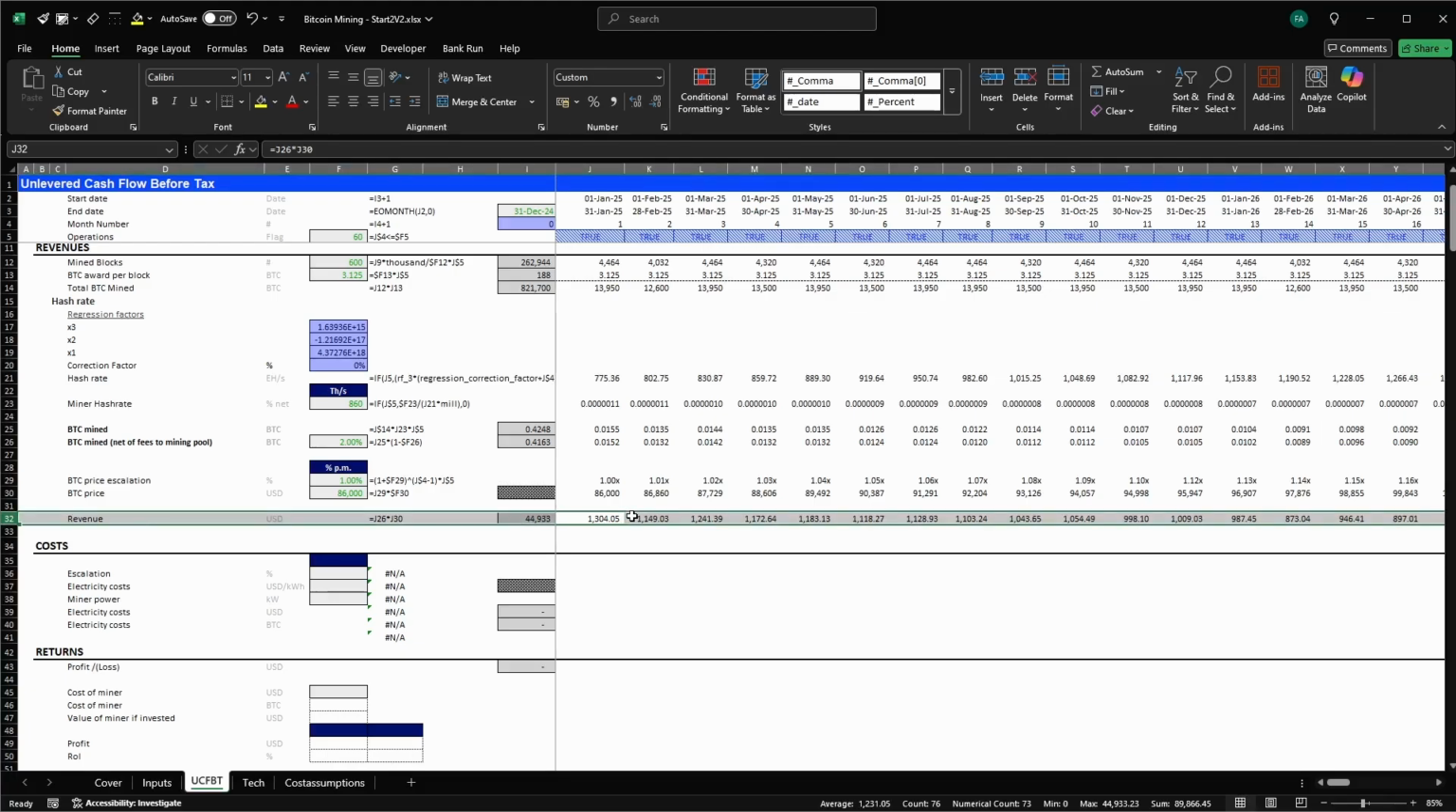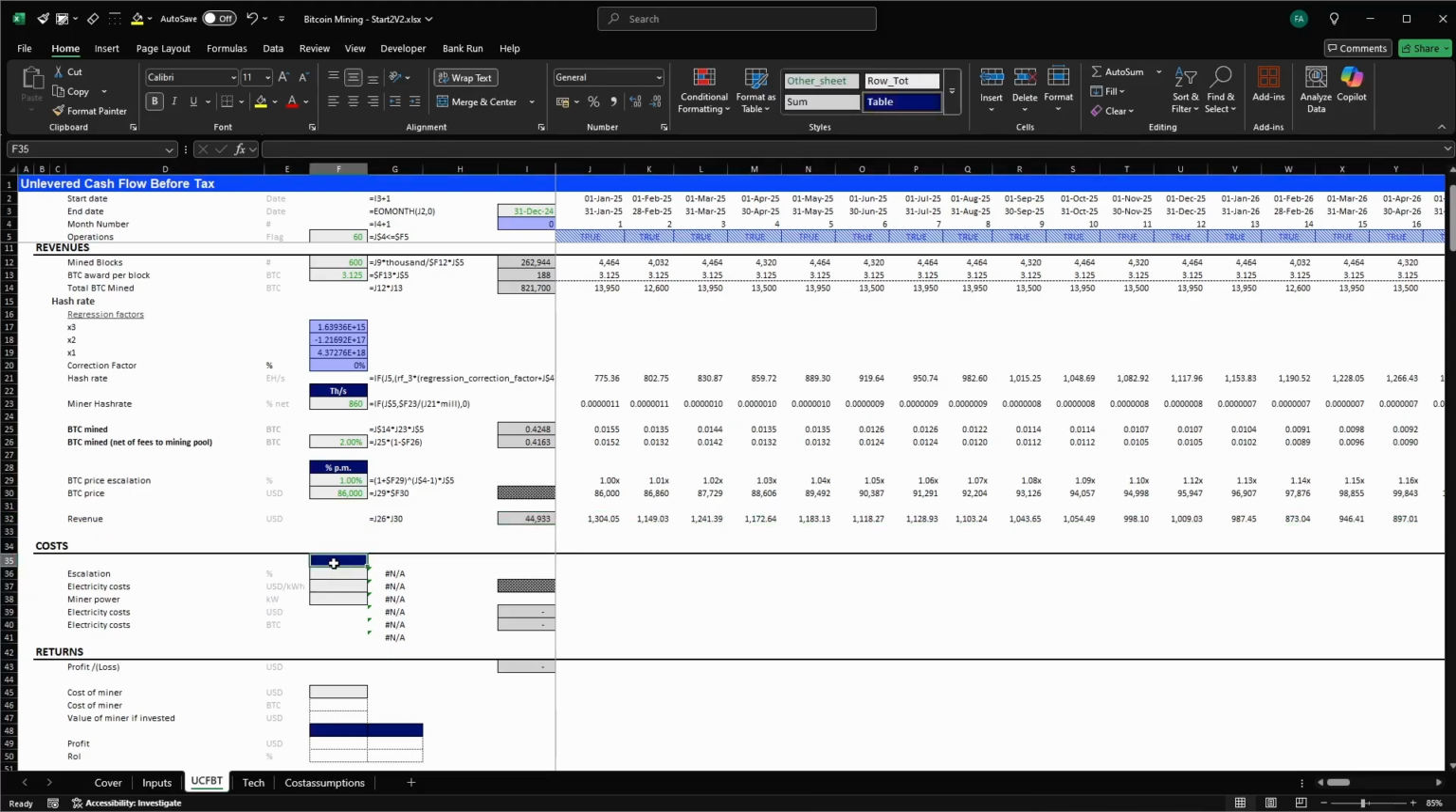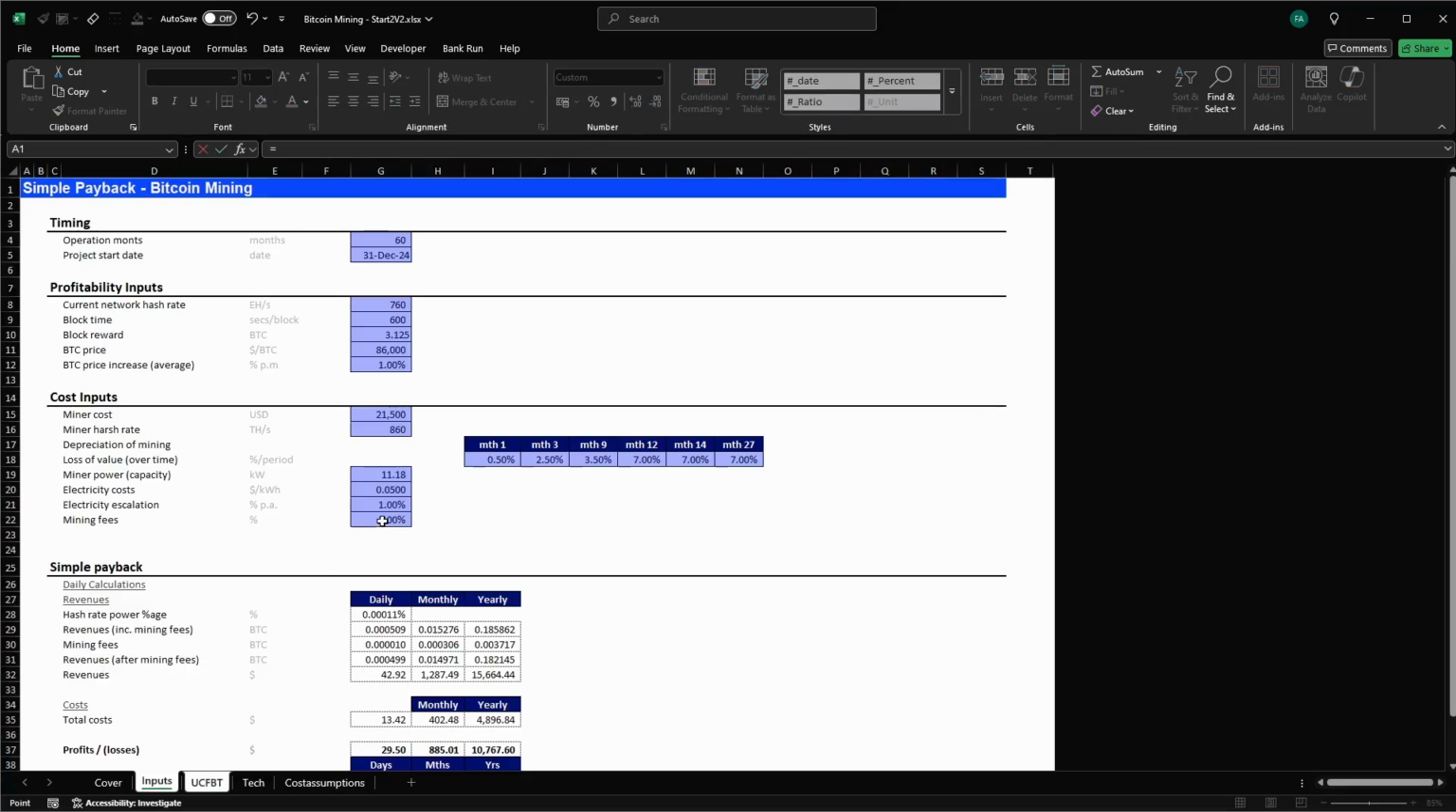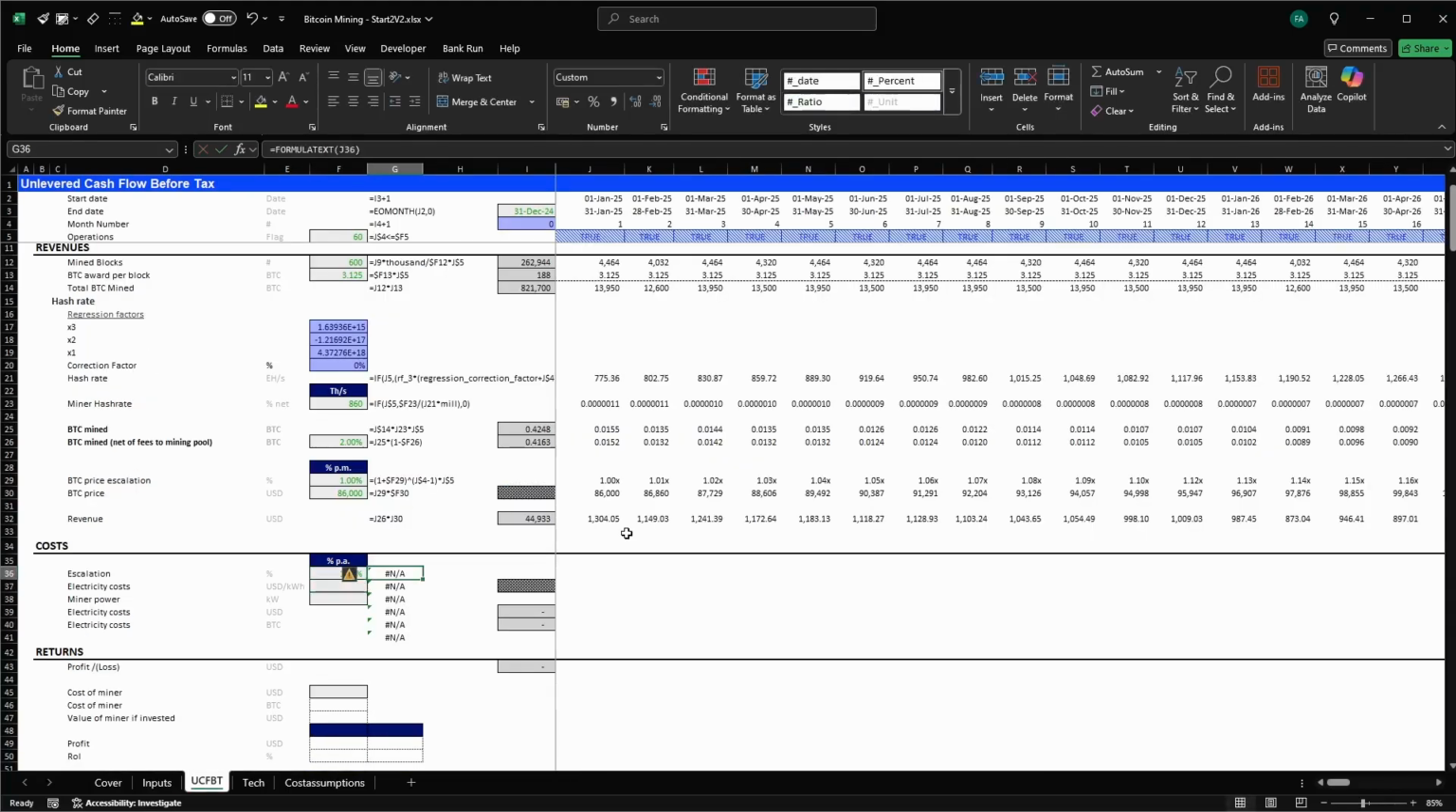What's going to be our cost now? So for now, we're only assuming that we're gonna have a cost for electricity. Okay, so we have escalation price for electricity, which is over here. It's 1% per month. So let's see how we're gonna do it. So this is a percent increase per year.